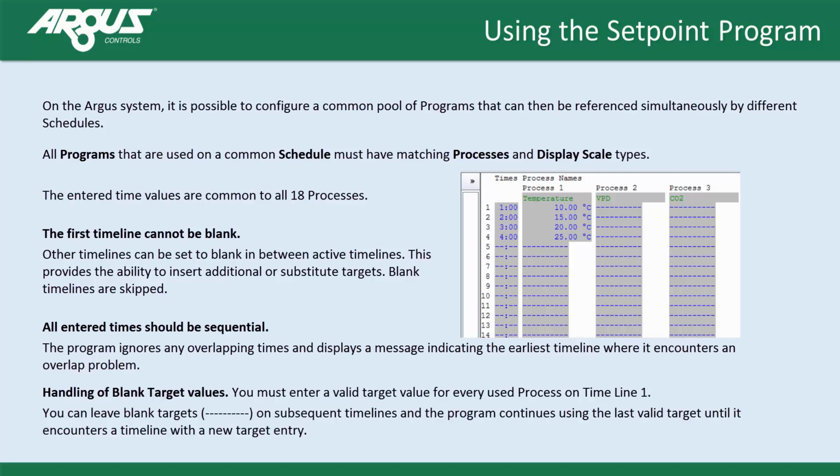Handling of blank target values. You must enter a valid target value for every used process on timeline 1. You can leave blank targets on subsequent timelines, and the program continues using the last valid target until it encounters a timeline with a new target entry.